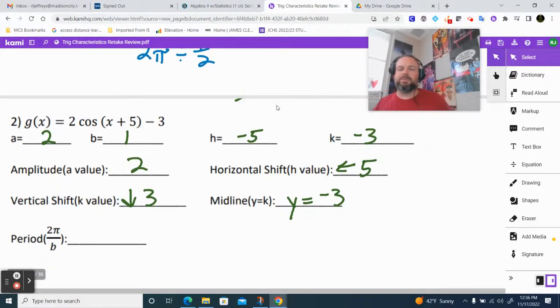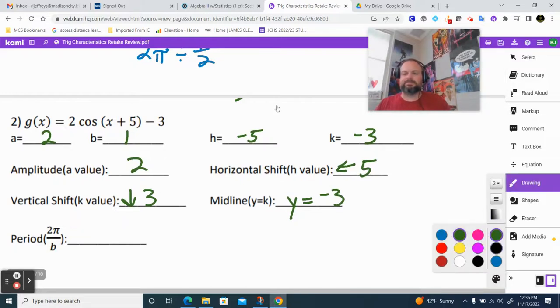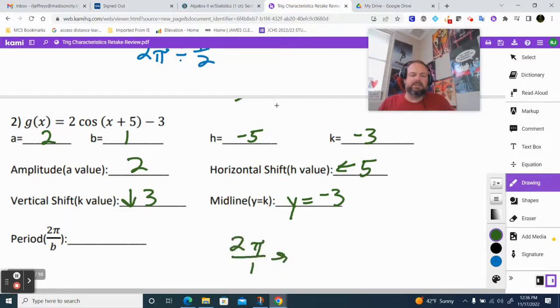Okay, so the period, okay, it's 2 pi over b. If b is 1, 2 pi over 1 is 2 pi. Not just 2, 2 pi.